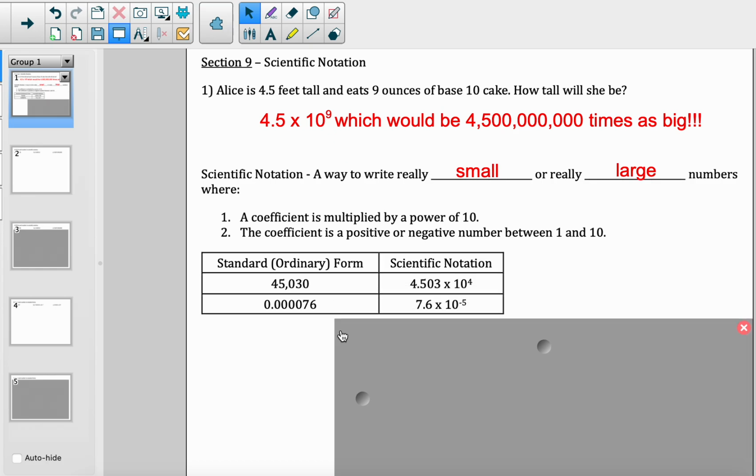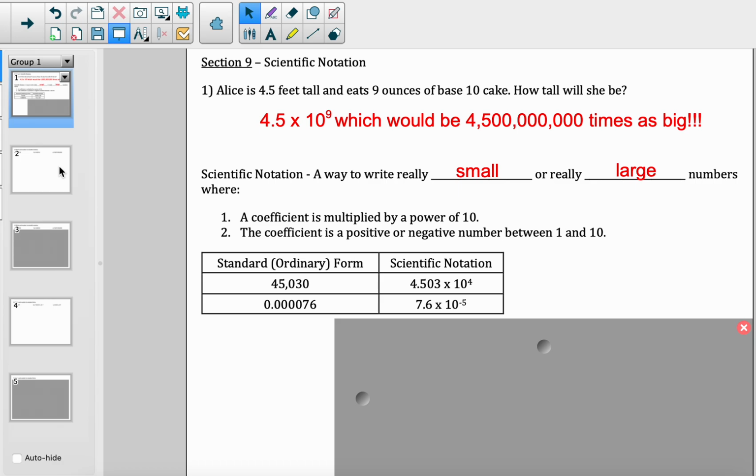So here are two examples. 45,030. The decimal place is over here on the right side, so we move that over until it is between 4 and 5. We have times 10 to the fourth, the positive exponent. If the number starts super small, as this one does, we would need to move that decimal place over to the right in between the 7 and the 6, resulting in 7.6 times 10 to the negative fifth.